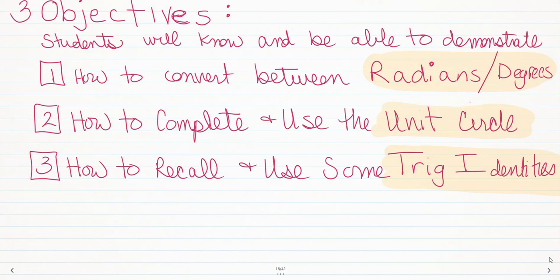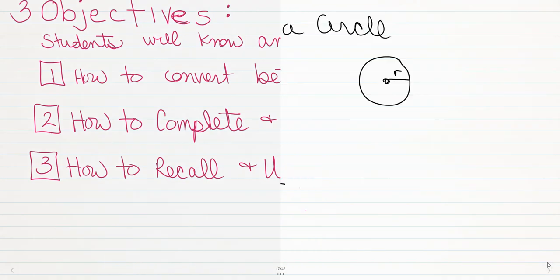So there are three objectives here in this video. At the end of this video, I'm hoping that students will know and be able to demonstrate: 1, how to convert between radians and degrees; 2, how to complete and use the unit circle; and 3, how to recall and use some of the trigonometric identities, or trig identities. So let's look at these three objectives.